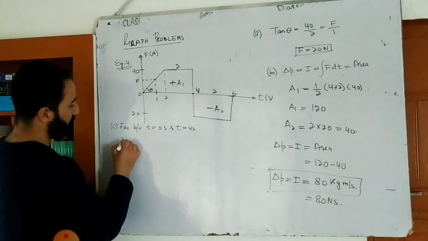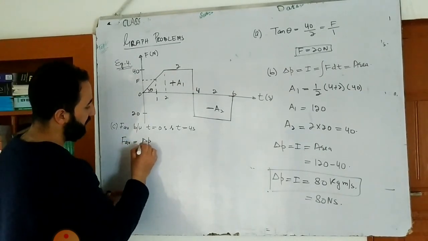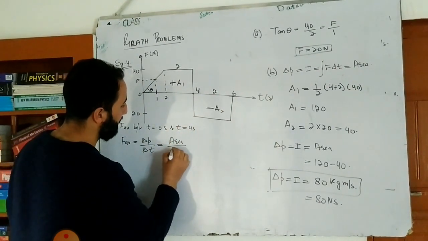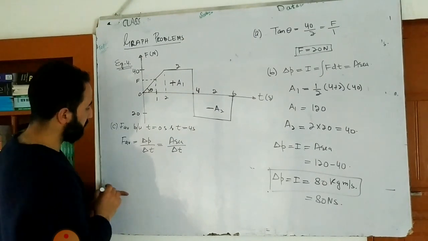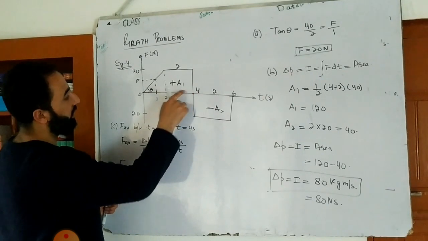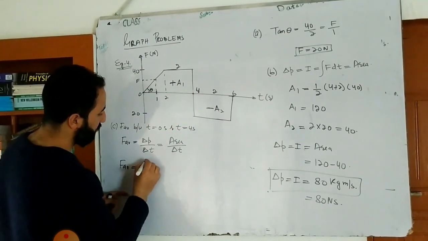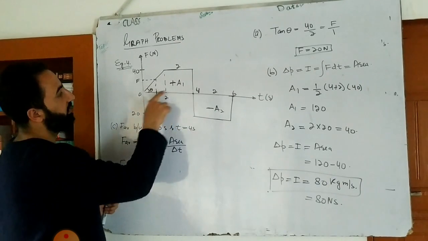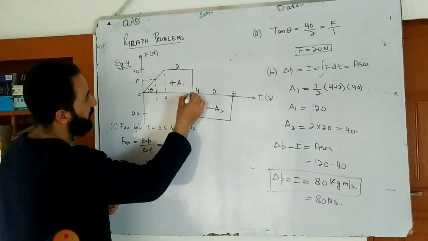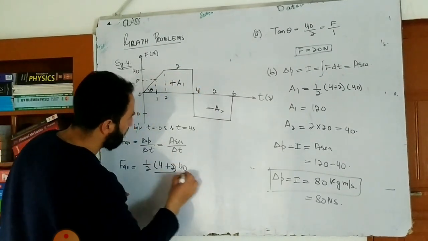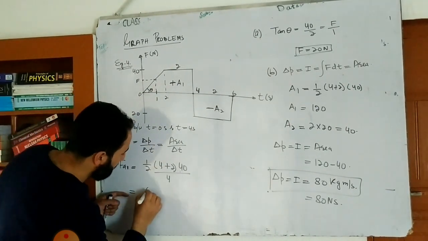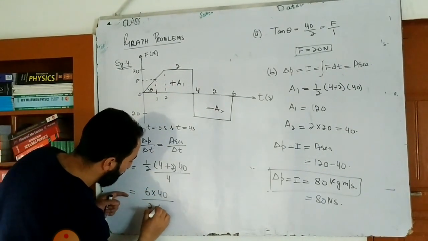So average force will be equal to delta P divided by delta T, and delta P is in turn equal to area. So that's equal to area by delta T, but area only up to 4 seconds. So F average will be equal to 1 by delta T times area. Area will be equal to 1 by 2 multiplied by sum of parallel sides. Here one parallel side is 4, another parallel side is 2, perpendicular distance is 40, divided by delta T. Delta T will be 4 minus 0, that's equal to 4. So 4 plus 2 is 6, multiplied by 40, divided by 2 multiplied by 4.